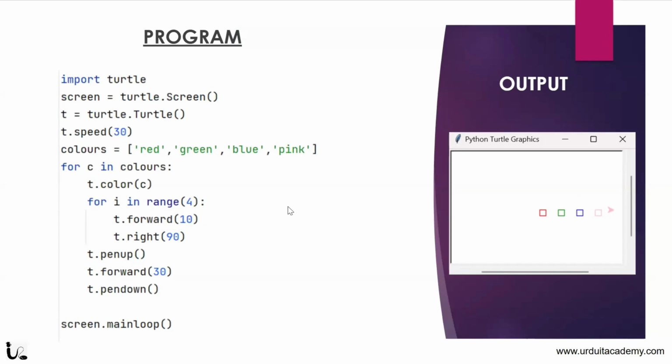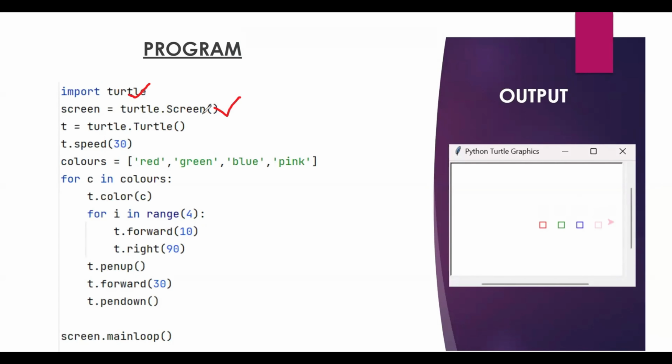Here you can see importing the turtle, creating a screen using screen equals turtle dot Screen, t is equal to turtle dot Turtle, t dot speed is 30, and I have created a list called colors. Colors equal to red, green, blue, and pink. Four colors are there, it's a list. Now for c in colors, this for loop is iterating through each element in the list colors.